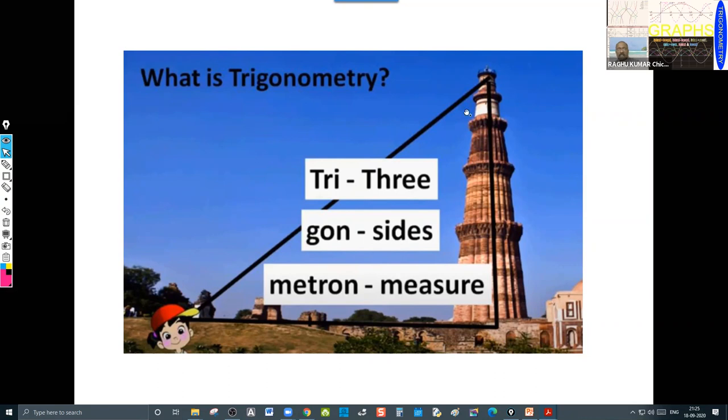So if you see this now, there is a very, very huge tower. And if you want to measure the height of this tower, you cannot climb the tower and you cannot count it, you know. Then in that case, how to measure the height of this?